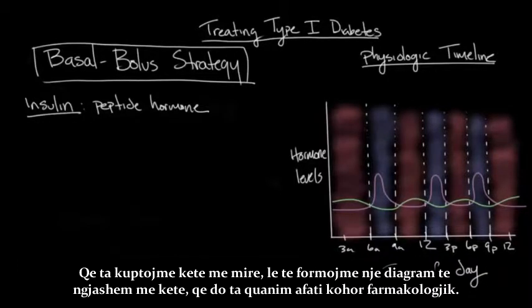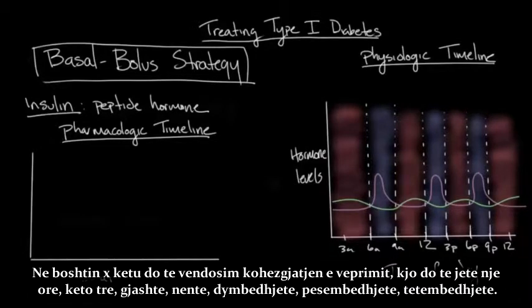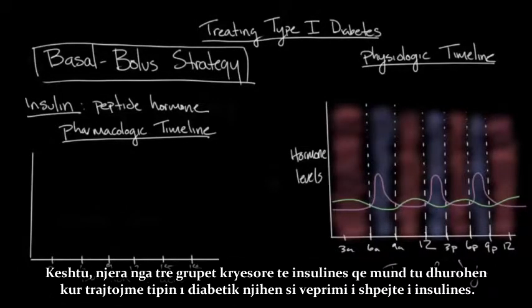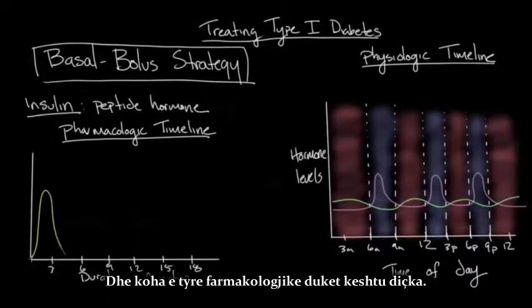So to get a better understanding of this, let's create another graph similar to this one that we'll call the pharmacologic timeline. And on the x-axis here, we'll put that duration of action. And this will be in hours, so we'll have maybe 3, 6, 9, 12, 15, 18 hours here. So one of the three main groups of insulins that can be given when treating type 1 diabetes are known as the rapid-acting insulins, and their pharmacologic timeline looks something like this.